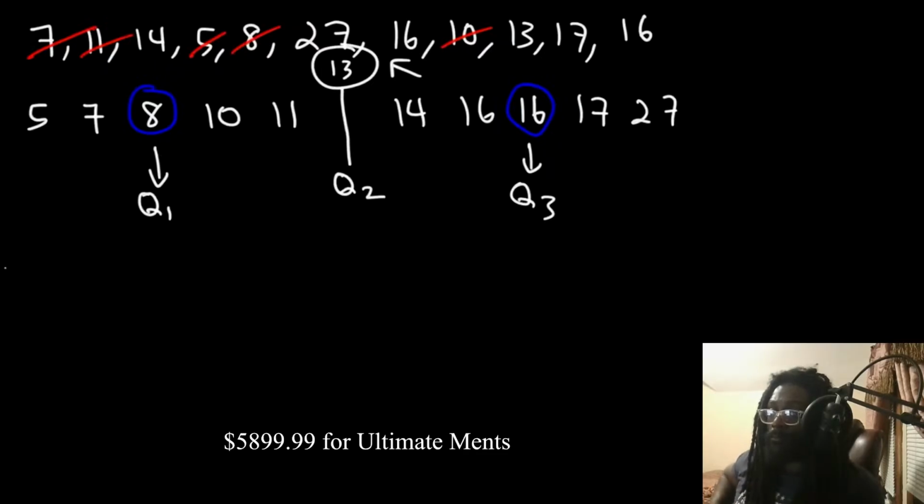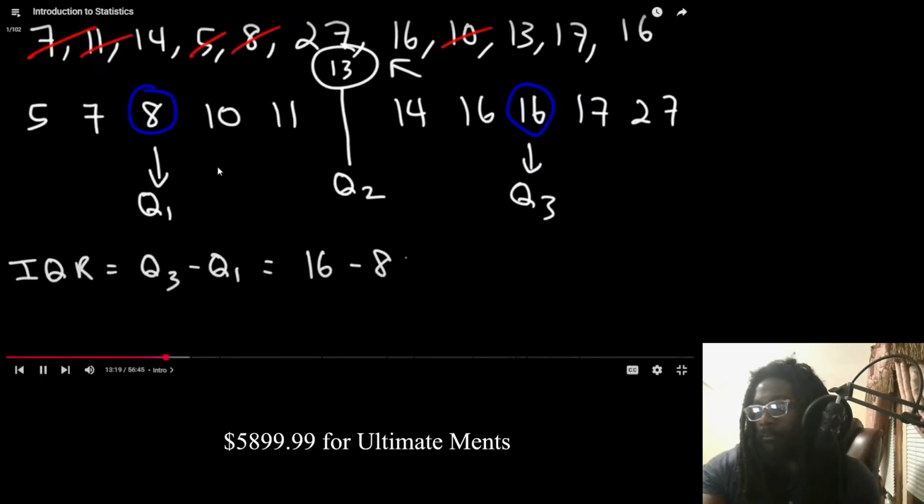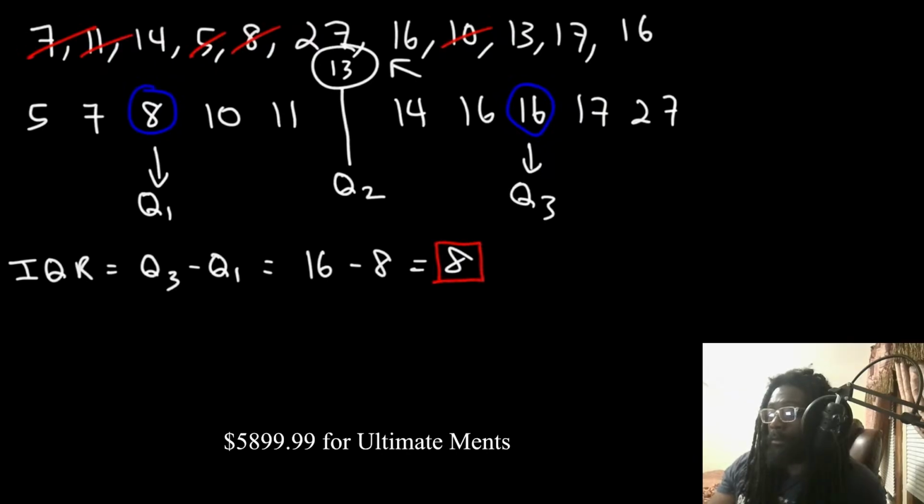Now let's go ahead and calculate the interquartile range, IQR. We said it's the difference between the third quartile and the first quartile. So it's going to be 16 minus 8, which is 8. And so that's how you can find the interquartile range of a data set.